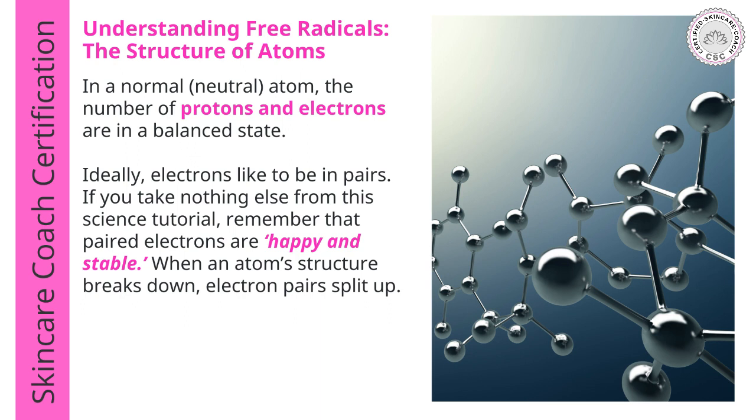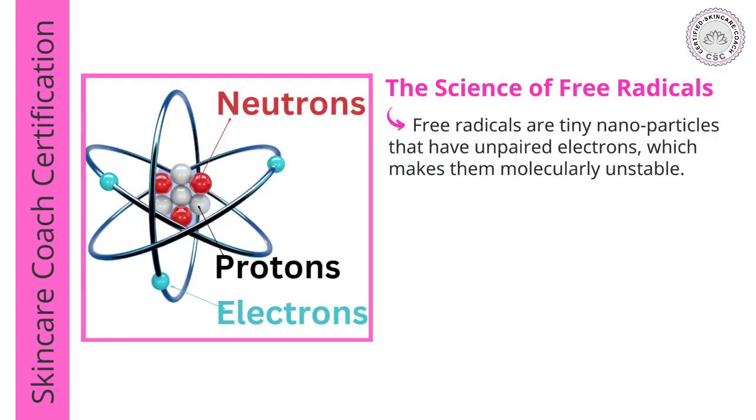So ideally, electrons like to be in pairs. If you take nothing else from this little science tutorial, remember that paired electrons are happy, they're stable. And when an atom's structure breaks down, electron pairs split up. Free radicals are tiny nanoparticles that have become unpaired electrons, which makes them molecularly unstable.